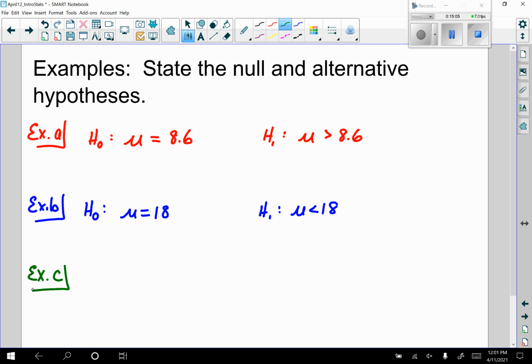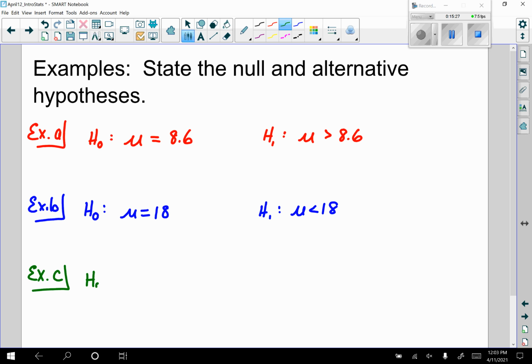And then go ahead and pause the video, take a look at example C. All right, so let's take a look at this. So pause the video if you still need more time. But in example C, it says a psychologist feels that playing soft music during a test will change the results of the test. The psychologist is not sure whether the grades will be higher or lower. In the past, the mean of the scores was 73.